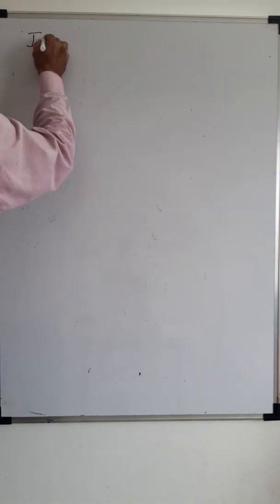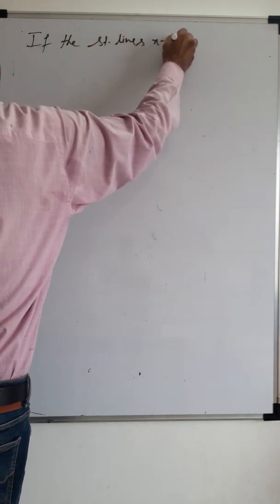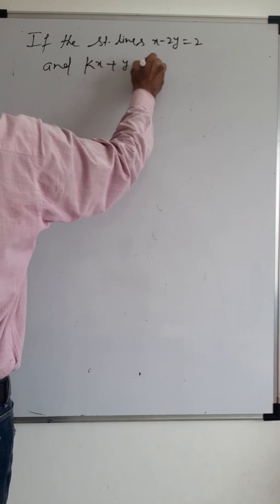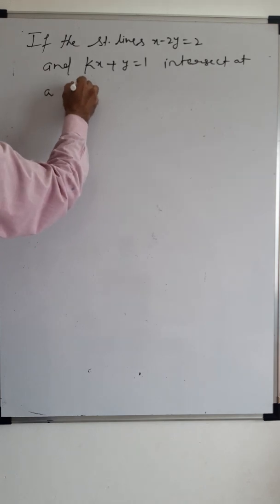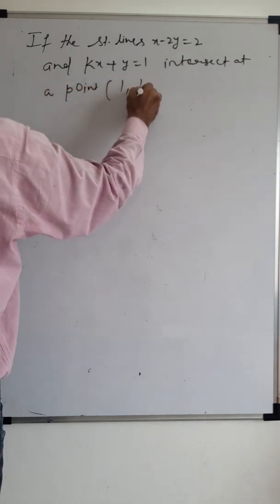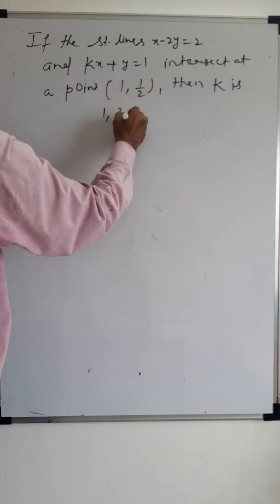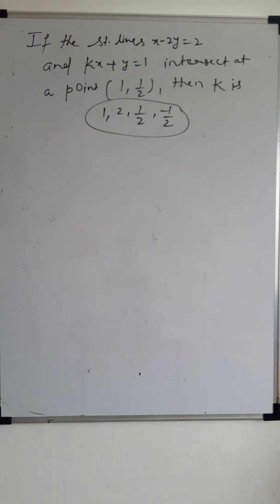Fine. So look at the next situation: if the straight lines intersect at a point (1, 1/2), then the value of K is. These are the options. These two straight lines intersect at a point, so at (1, 1/2), then the value of K is.